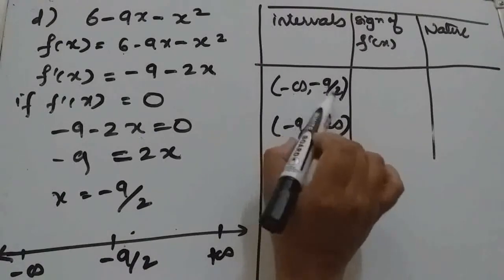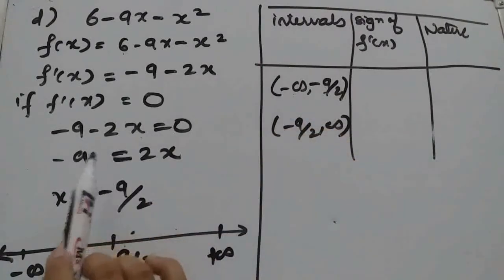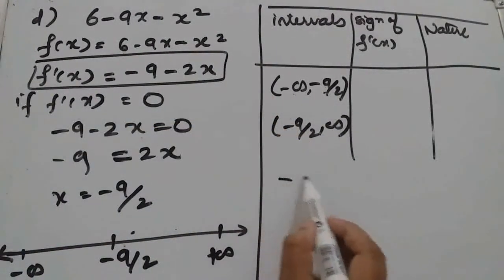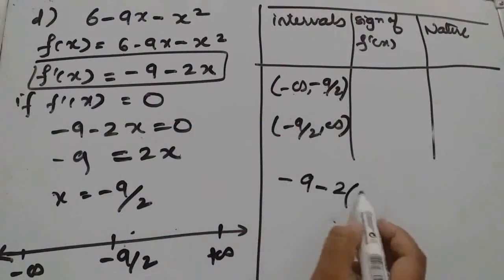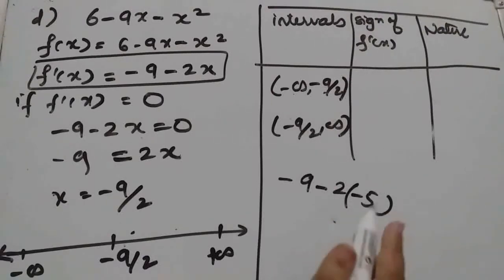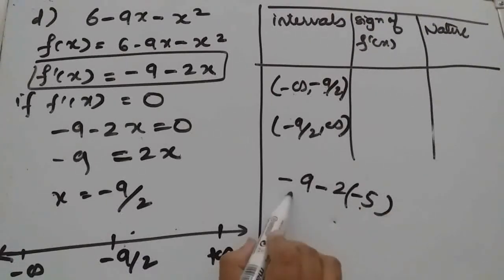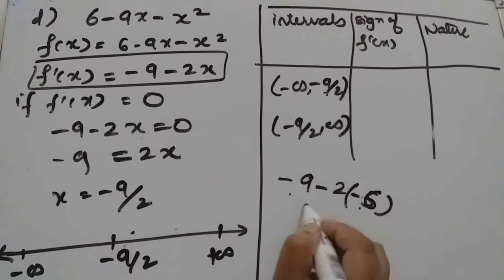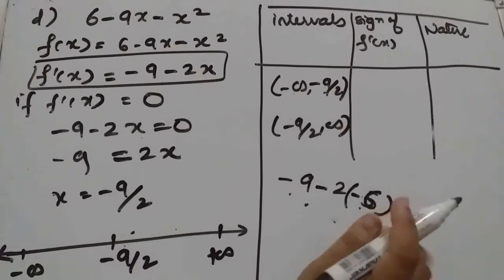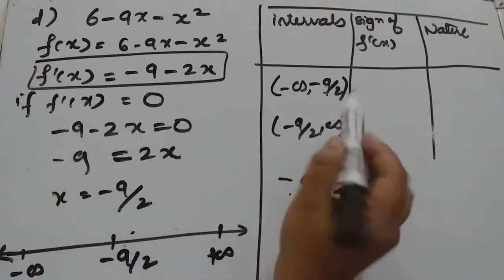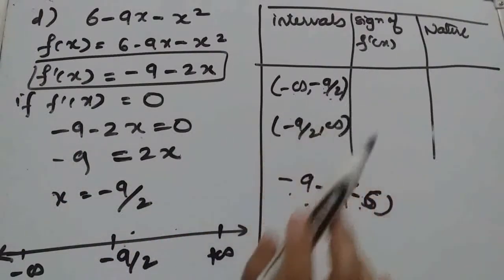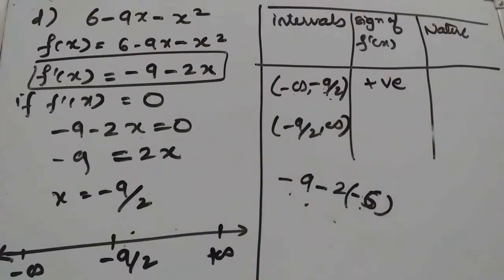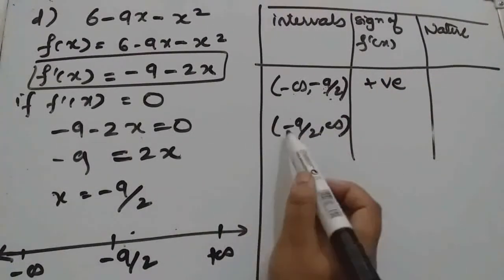So suppose put minus 5 here in this expression f dash of x. So minus 9 minus 2 times minus 5 suppose, so 10 minus 9 means 1 only, isn't it? So minus 6 also if we substitute, 12 minus 9 is 3. So for all negative values less than minus 9 by 2, answer will be positive. Okay, so now we will check for the greater than minus 9 by 2.